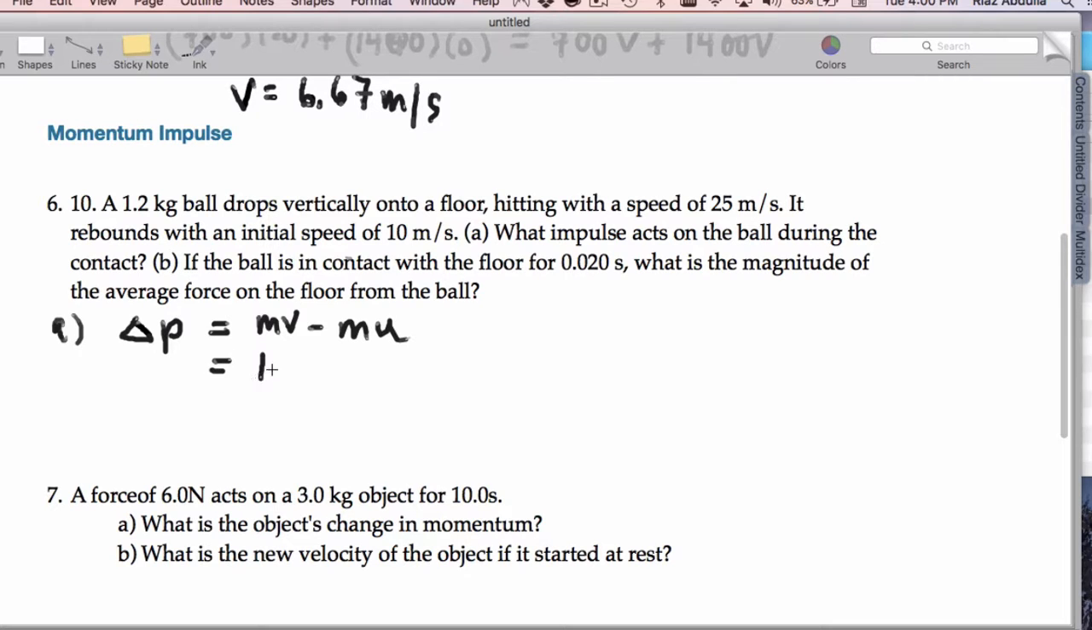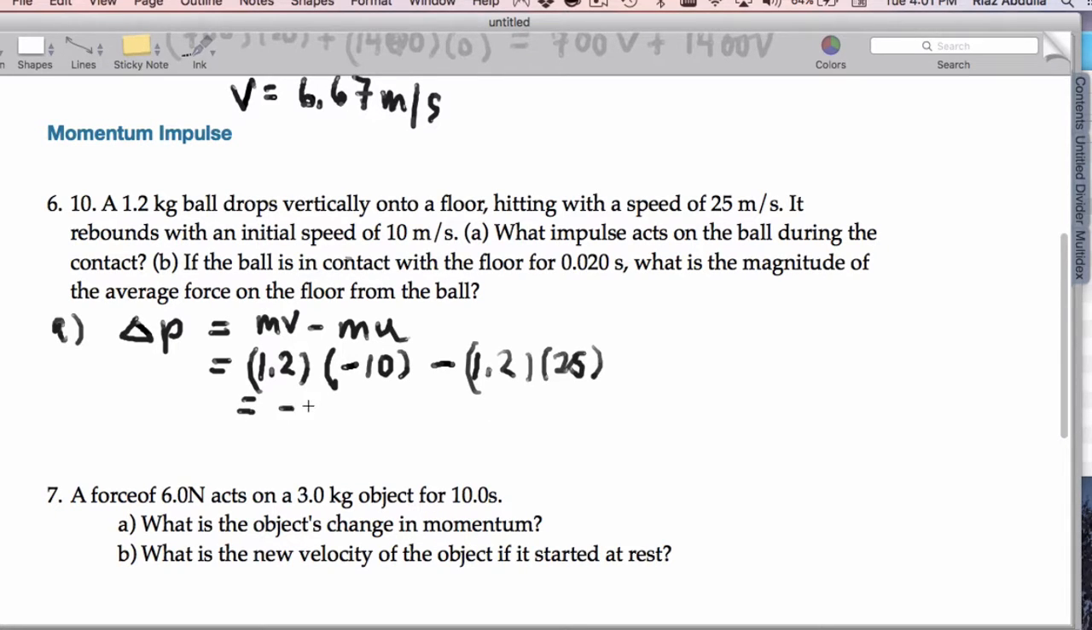So we have 1.2, rebounding, meaning it goes backwards. I don't know why it says it rebounds with an initial speed of 10 meters per second. Oh, I know what they mean by that. It means that it rebounds. They should just say it rebounds with the speed of negative 10, and it hits the floor with a speed of 25. That was poor phrasing on their part. I know what they're trying to say. They just didn't say it very well.